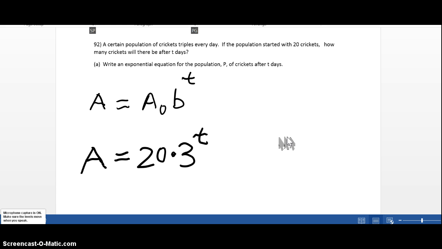Suppose it said it increased by 7% every day. Then B, the growth factor, would be 1.07. Okay, now A sub 0 is the initial amount, which is 20. So the first part of this, the equation is A equals 20 times 3 to the t. We cannot multiply the 20 times the 3 and get 60. The 3 is attached to the t.